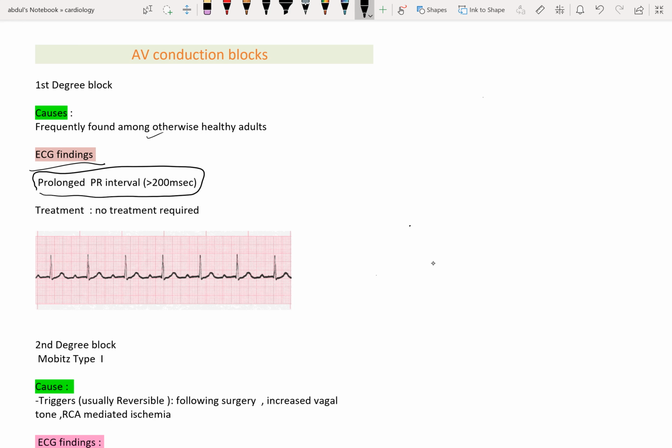So the PR interval starts from the start of the P to the beginning of the Q. It should be greater than 200 milliseconds to be considered a first degree block. Correct? All right, or 0.2 seconds. That's what we call a prolonged PR interval, and this is the first degree block.